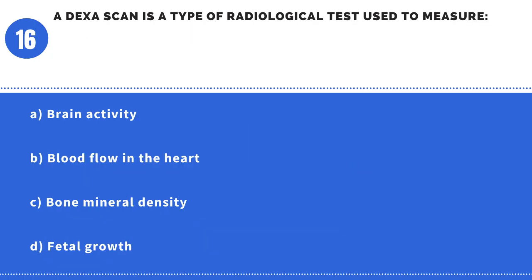Question 16. A DEXA scan is a type of radiological test used to measure A. Brain activity, B. Blood flow in the heart, C. Bone mineral density, D. Fetal growth.